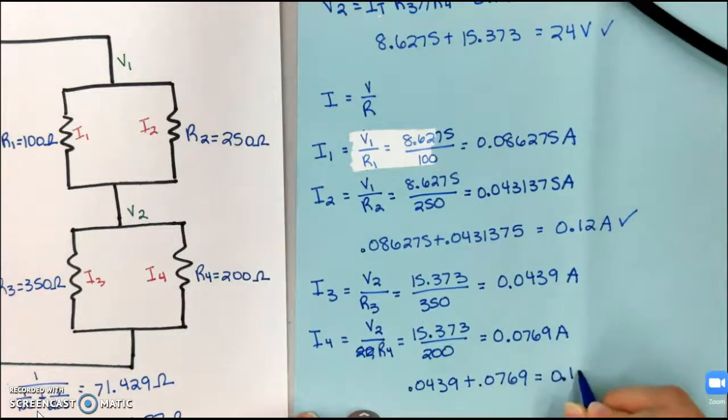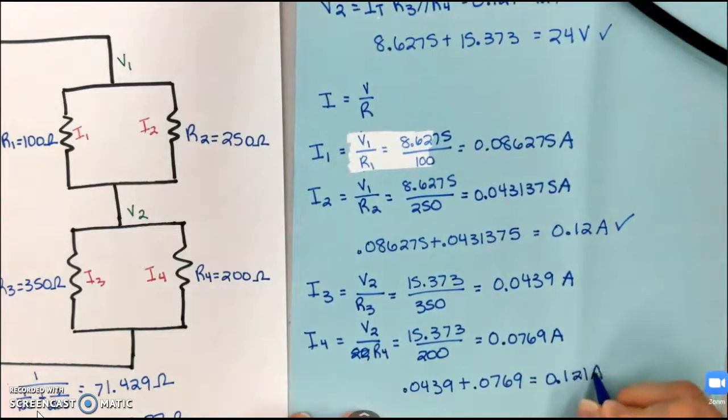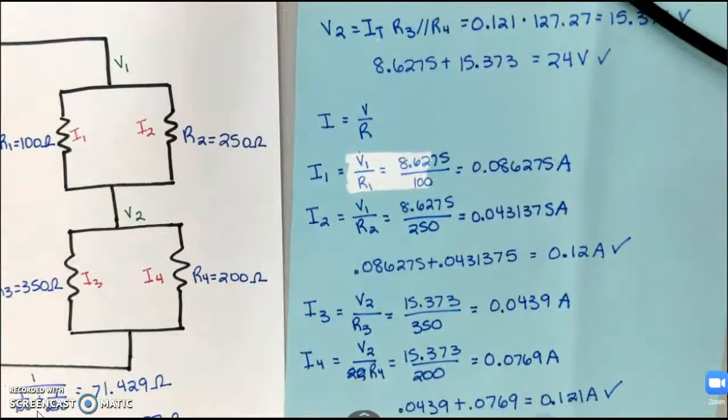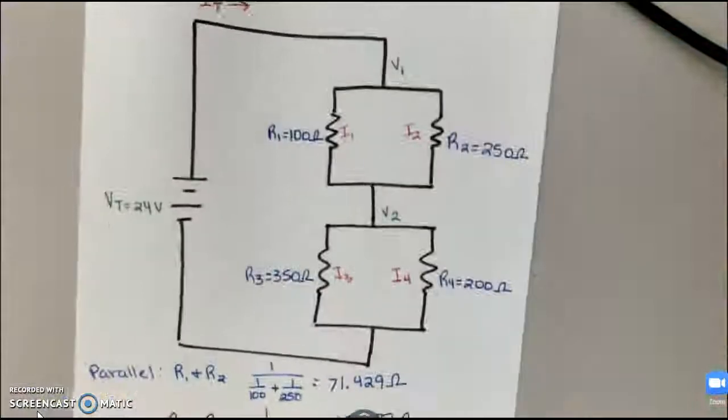And that is 0.121 amps. So we have confirmed that. And that is all of our calculations for this combination circuit.